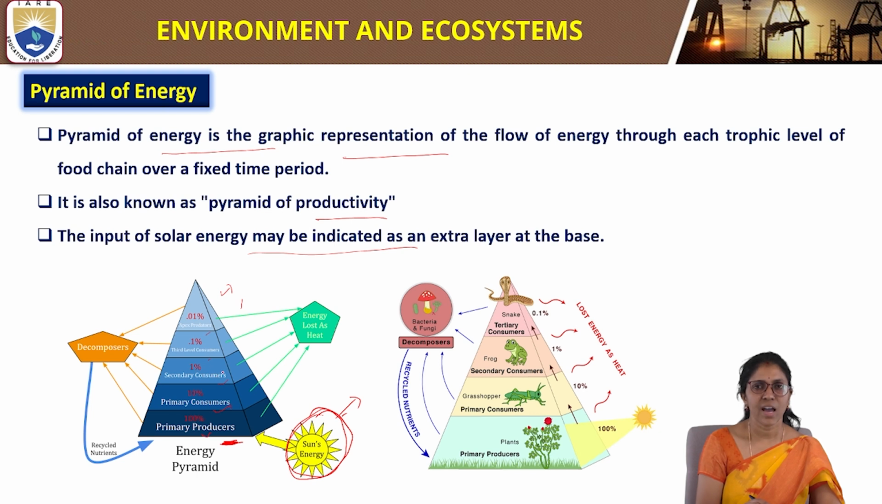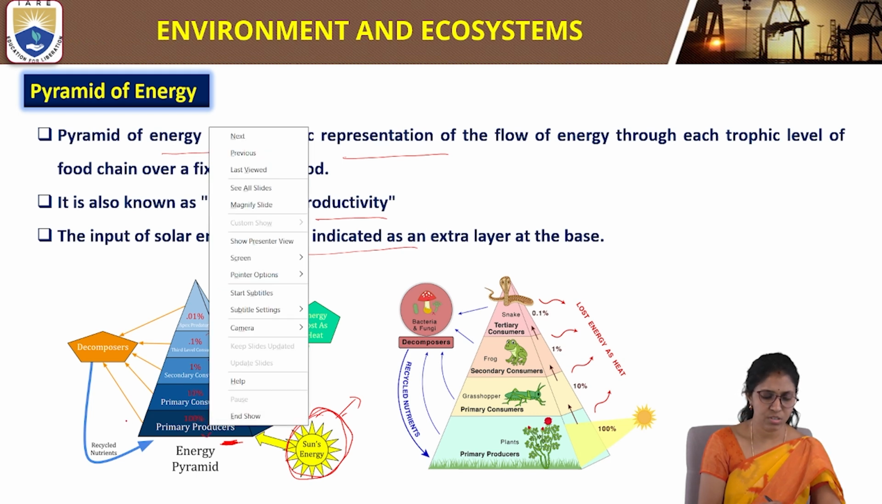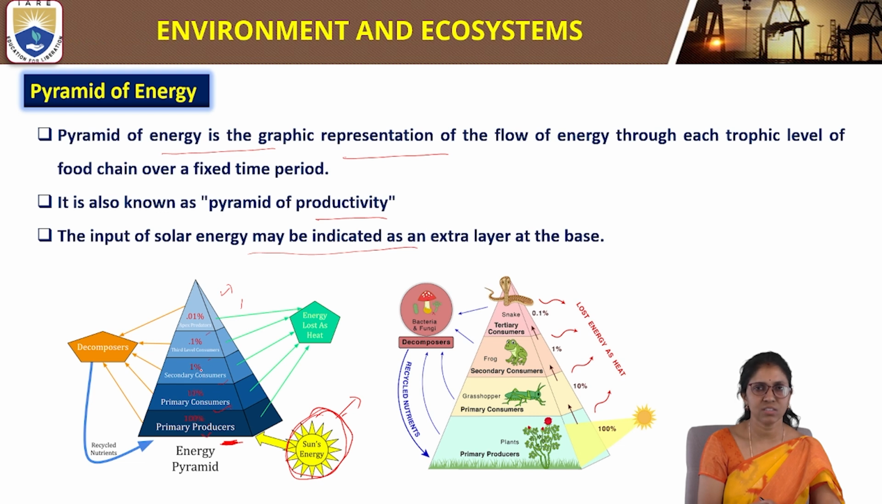So if we see the energy at the primary producer, that is 100%. This decreases to 10% at the primary consumers, then to 1%, 0.1%, and 0.01%. So the energy coming from producers to primary consumers, secondary consumers, third level consumers and predators is decreasing by 10 times at each level. That's why this is an upright pyramid, and this is a pyramid of energy.